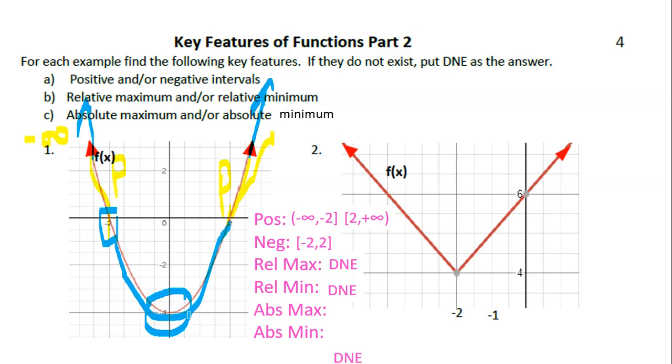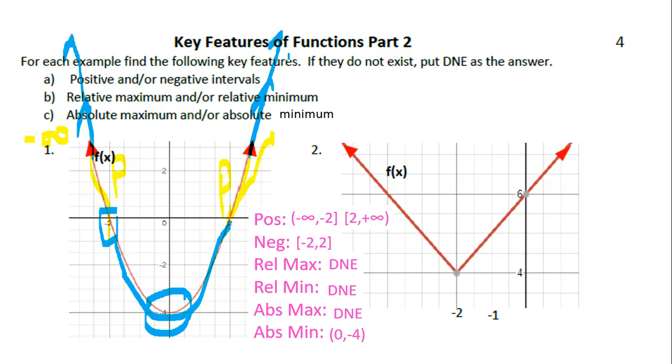Absolute maximum does not exist. The graph keeps going up on both sides and never stops. So if the graph never stops going up, no absolute max and no relative max. Absolute minimum, like I said, the lowest point is that point 0, -4.